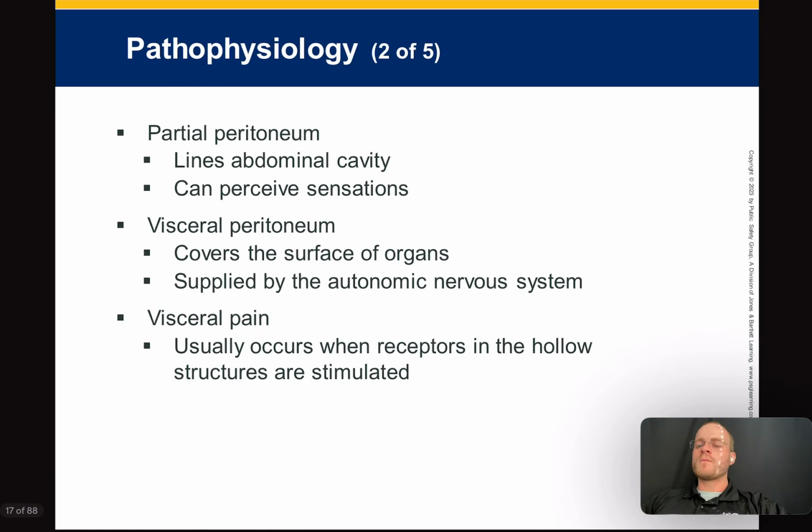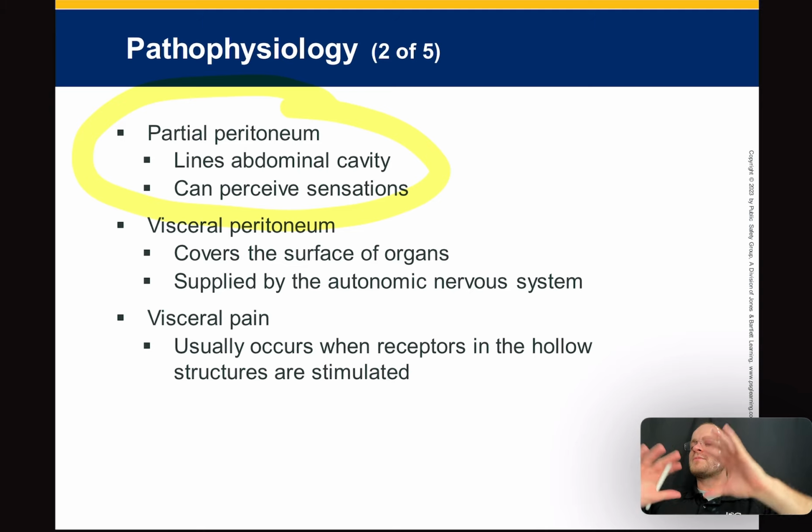Okay, now we go a little further, and this is easy stuff. The parietal peritoneum lines the abdominal cavity. So this is like on your abs, on your abdomen, like the muscles, right? And so it can perceive sensations. It's very particular. So if you have peritonitis in the right lower quadrant, the patient will say, no, it hurts right here. It's very distinct, as opposed to this stuff called visceral peritoneum.